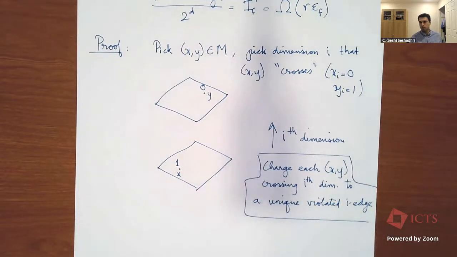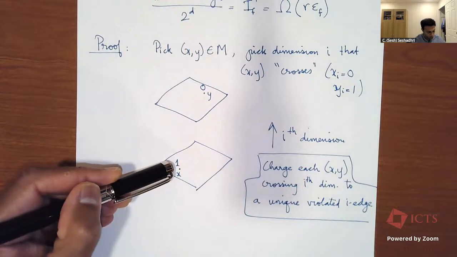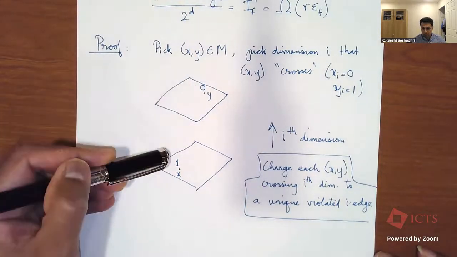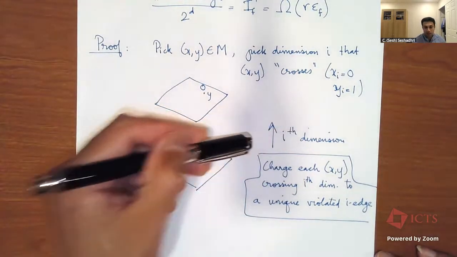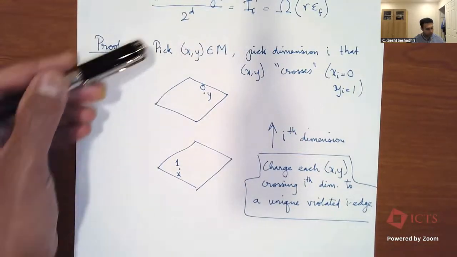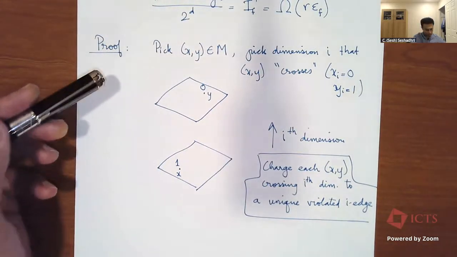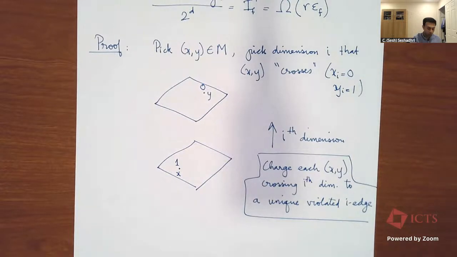So this is the process which I have to define, but the overall strategy is I'm going to basically charge every such pair which is crossing the ith dimension. Every violated pair in this matching that is crossing the ith dimension, I'm going to uniquely charge to a violated edge.